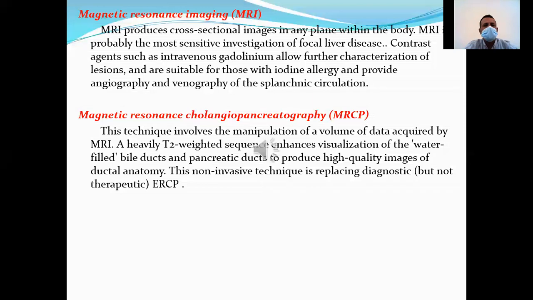Magnetic resonance imaging, MRI. MRI provides a cross-sectional image in any plane within the body. MRI is probably the most sensitive investigation of focal liver disease. A contrast agent with injection of gadolinium allows further categorization of the lesion, especially if the patient is sensitive to the iodine contrast. So if the patient needs contrast but is sensitive to iodine, we can do the MRI with contrast.